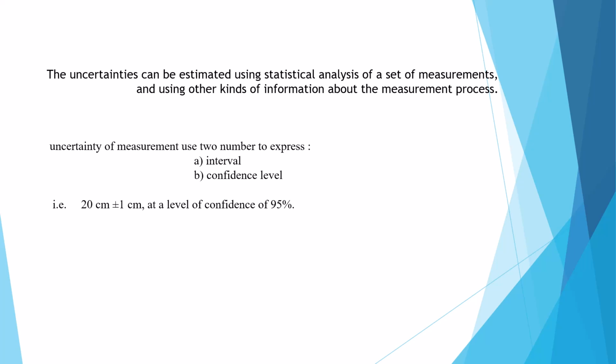Uncertainty of measurement can use statistical analysis. We often use two numbers to express uncertainty of measurement. One is called the interval, one is called the confidence level. For example, 20 centimeters plus or minus 1 centimeter at a level of confidence of 95%. What does this mean? It means if you measure the length many times, 95% of the measurements will fall between 19 centimeters and 21 centimeters. So that is uncertainty of measurement. Okay.